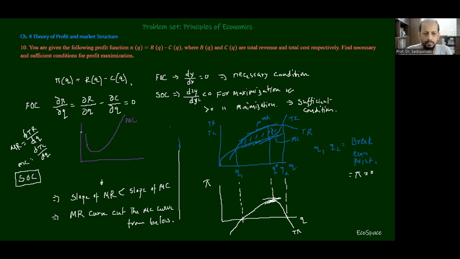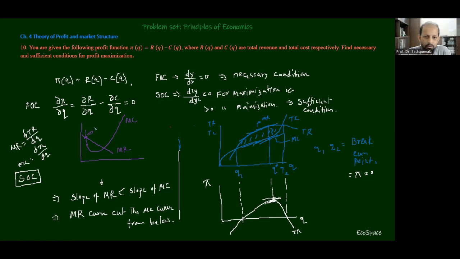And this may be our MR curve. So the second order condition says that the MR curve should cut the MC curve from below. So we found two cutting points. So here, the MR curve cuts the MC curve from above. So this cannot be a sufficient condition.